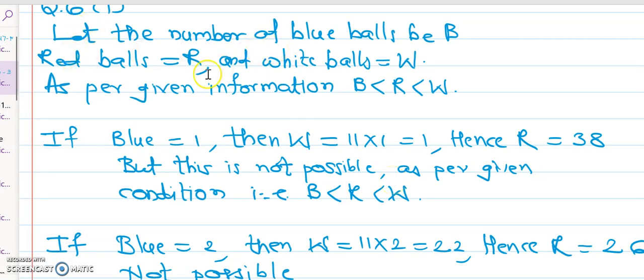Let the number of blue balls be B, red balls R, and white balls W. As per the given condition, the blue ball is smaller in number and the bigger in number is white, and intermediate between them is the red ball.